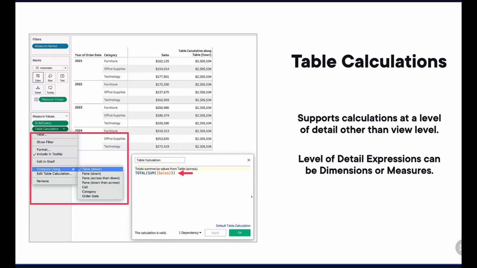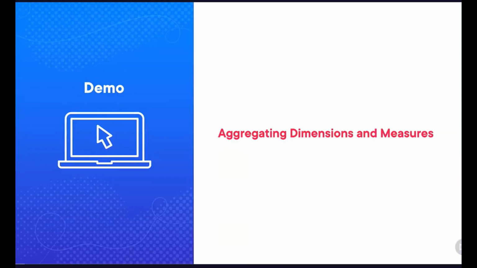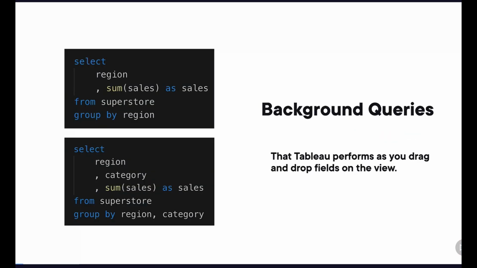In the next clip, we will go through examples of aggregating dimensions and measures. In this demo, let's take a look at how you can aggregate dimensions and measures. If you are familiar with SQL, Tableau is essentially executing these queries in the background as you drag and drop fields on your view. The leftmost field on the row shelf is how Tableau groups fields.